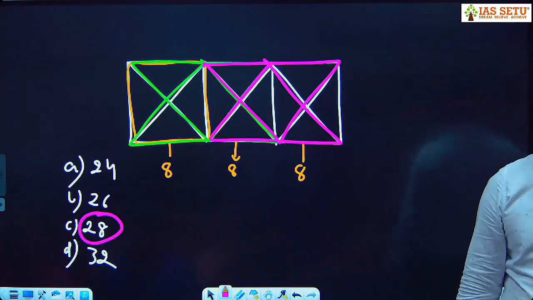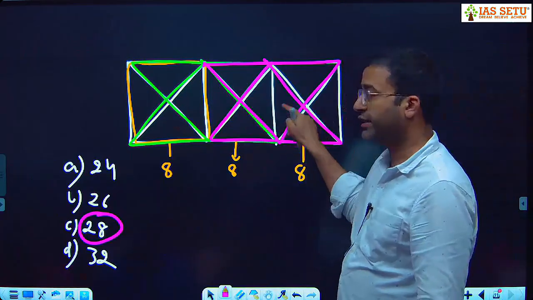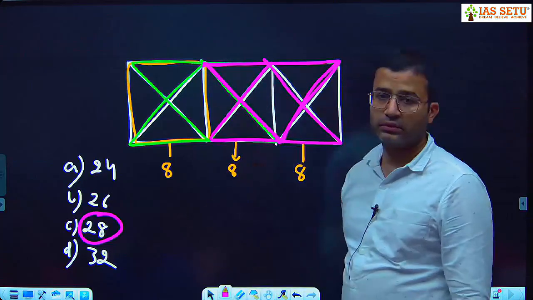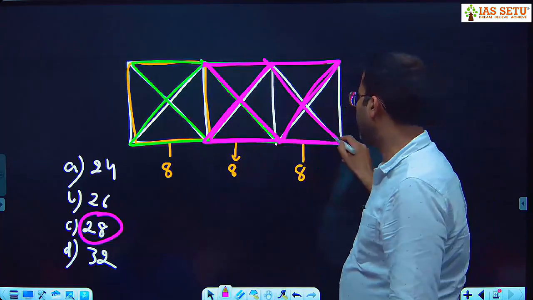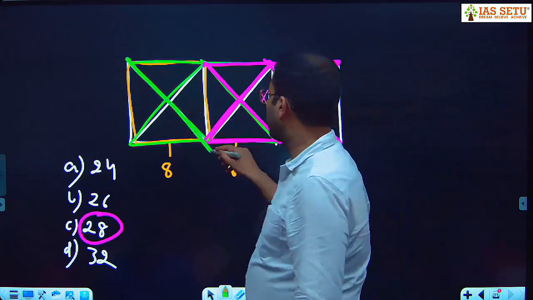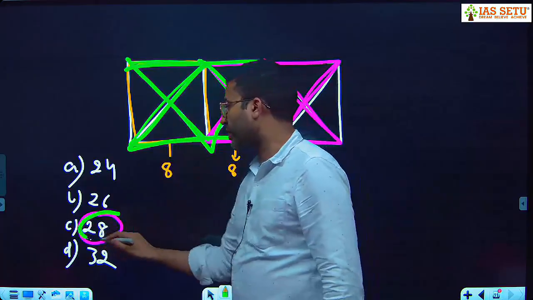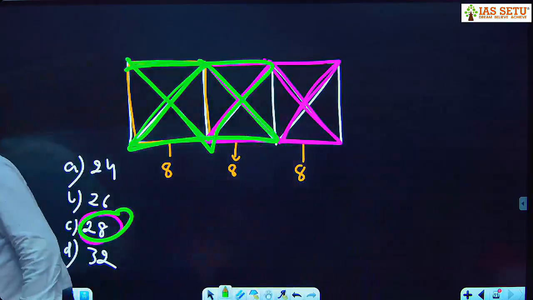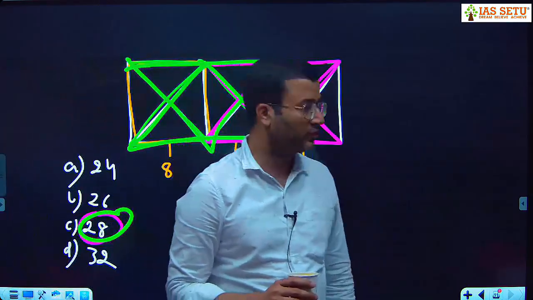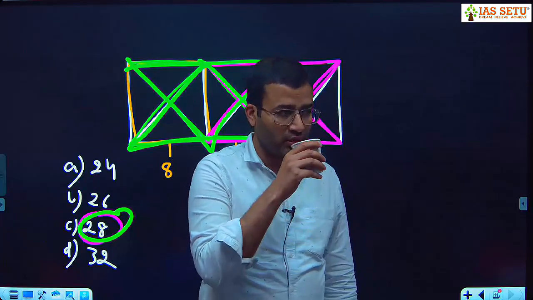24 is understood, right? These are 8, these are 8, these are 8. But after that you can see this triangle, and you can see the green color, this triangle, and this triangle. So we have 4 triangles extra. So total triangles in the given figure is 24 plus 4, 28. Clear? Did you understand 24, or did 24 not come?